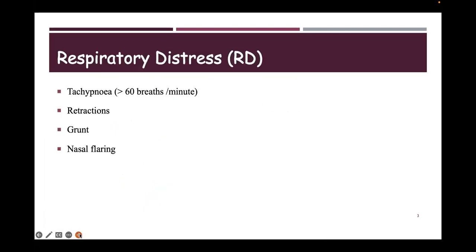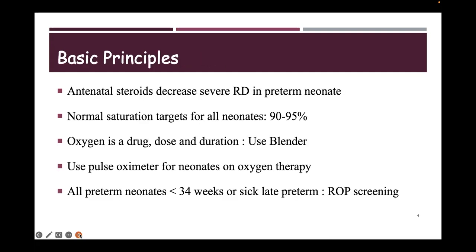Before starting the main subject, we should also know what respiratory distress in a newborn is. If a baby has tachypnea, retractions, nasal flaring, or a grunt, out of these 4 signs, presence of only 2 of the signs qualifies a baby as having respiratory distress. The basic principles we should consider while managing babies with respiratory distress is that all mothers who are going to deliver before 34 weeks should receive antenatal corticosteroids.